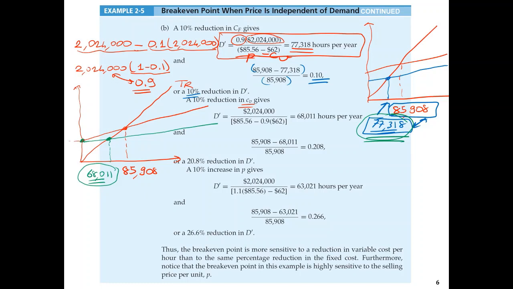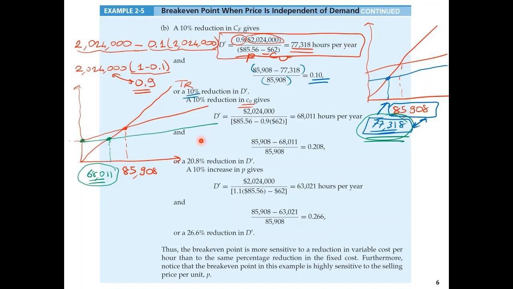Similar to the previous case, if we calculate the percentage reduction in the result, we obtain that a 20.8% reduction occurred in the break-even point. So when we reduce the variable cost by 10%, the break-even point is reduced by 20.8%, almost doubled. In the previous one, a 10% reduction resulted in a 10% change, but here a 10% reduction resulted in a 20% change. When we compare these two with each other, what can we say?